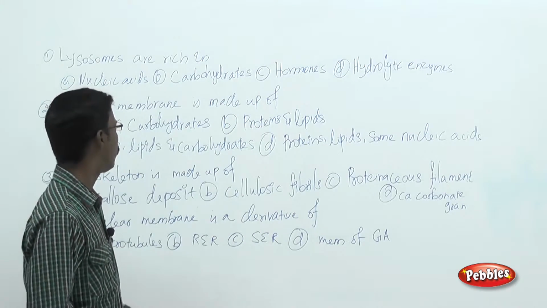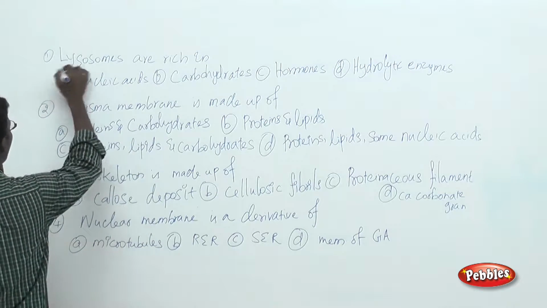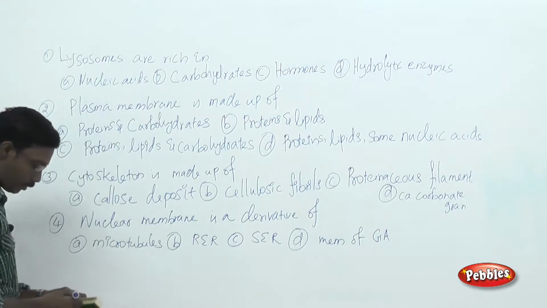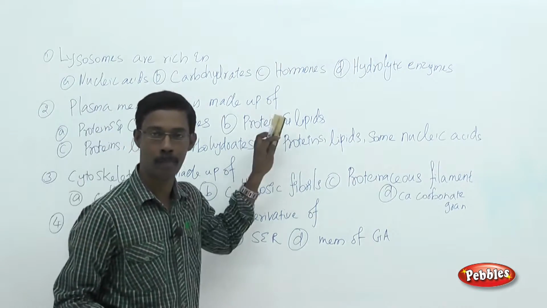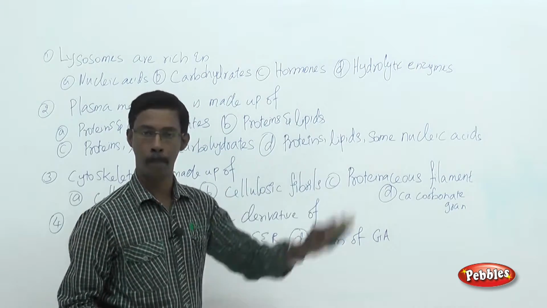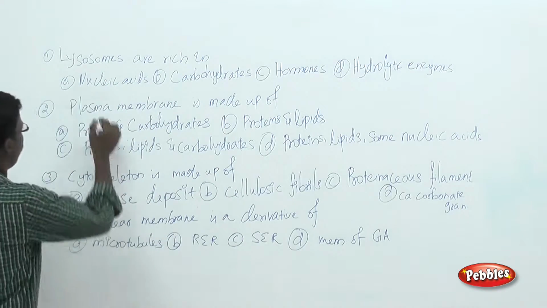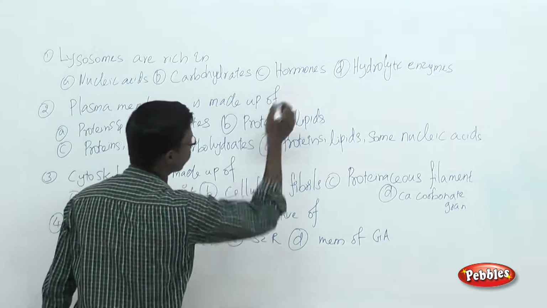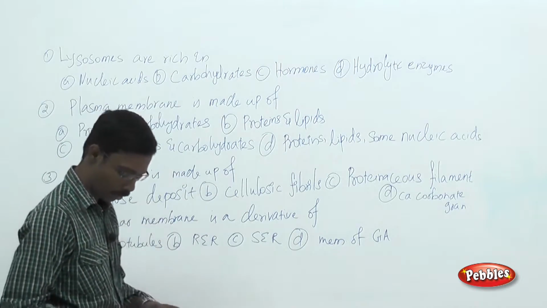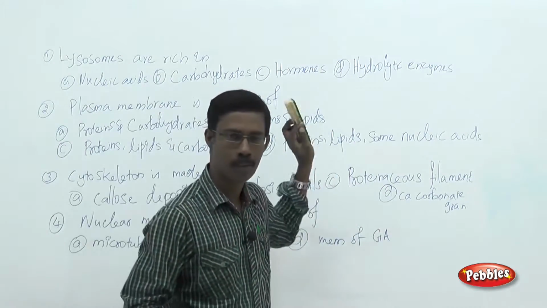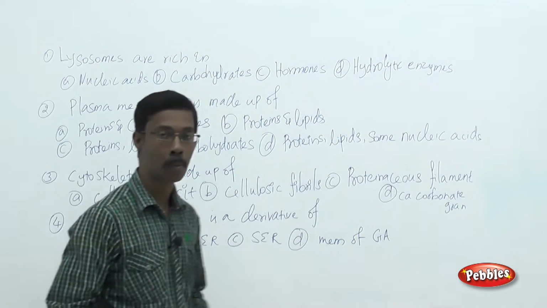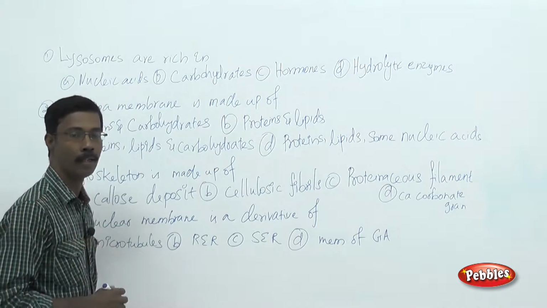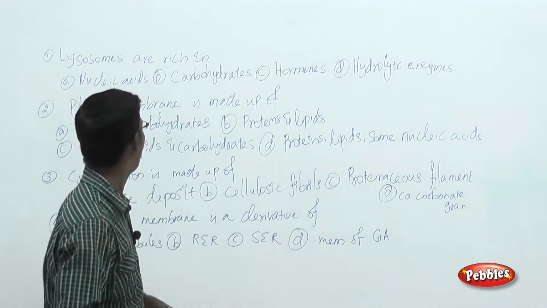And the example questions here. The first question: the lysosomes are rich in, which means the lysosomes are made up of, nucleic acids, carbohydrates, hormones, or hydrolytic enzymes. For this question you have to recall the function of lysosomes. So what is the role of lysosomes?